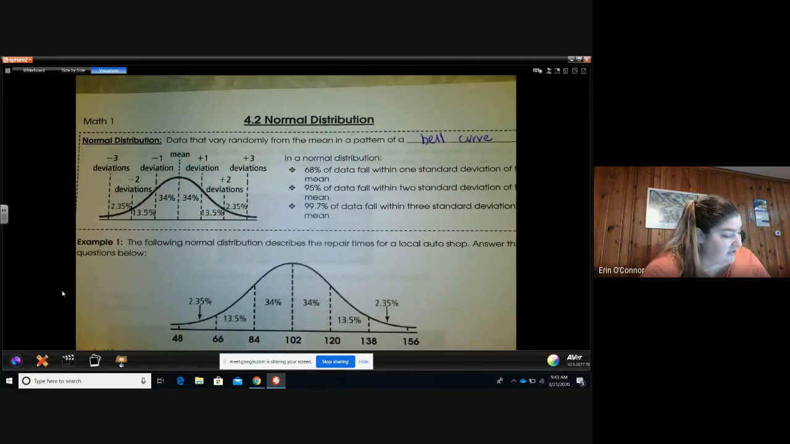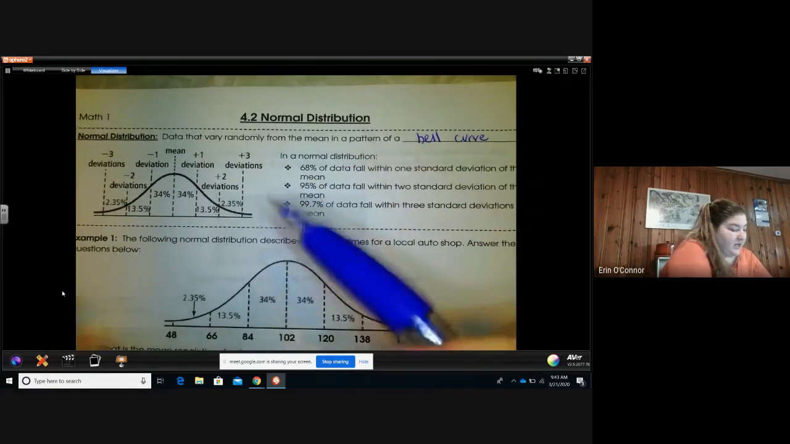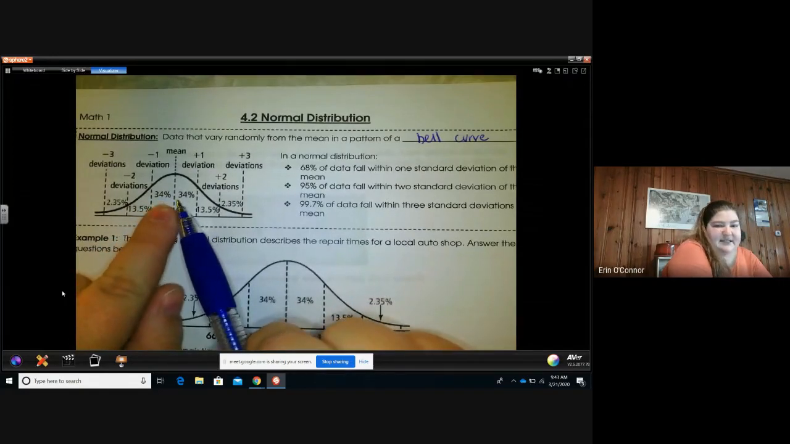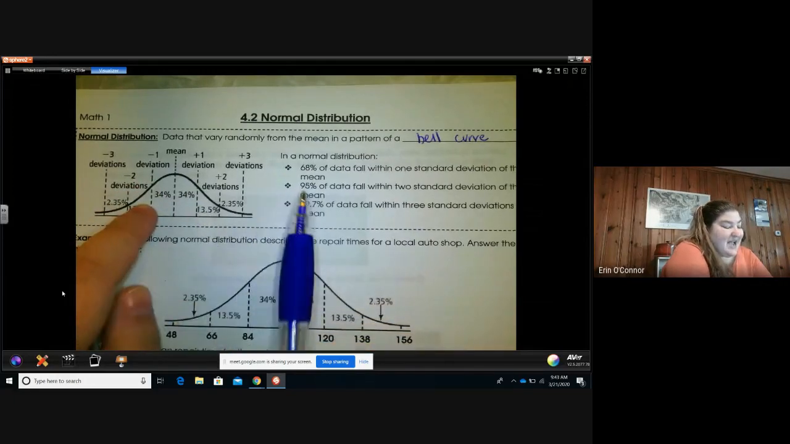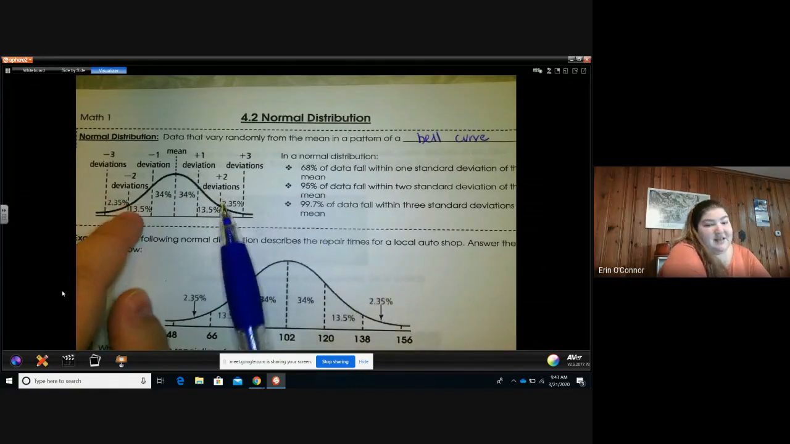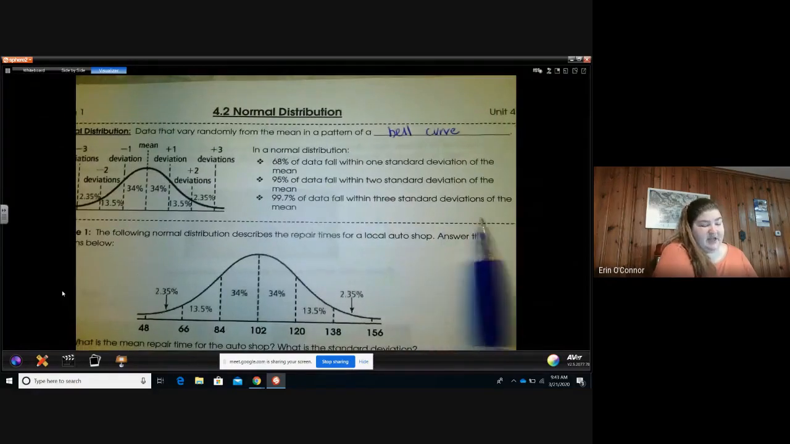So in a normal distribution, 68% of data fall within one standard deviation of the mean. So 34% below and 34% above, that adds to 68%, are within one standard deviation of the mean. 95% of the data fall within 2 standard deviations of the mean. That's why we kept getting that data was within 2 standard deviations on the previous page. And then 99.7% of the data, which is a huge significance, fall within 3 standard deviations of the mean.